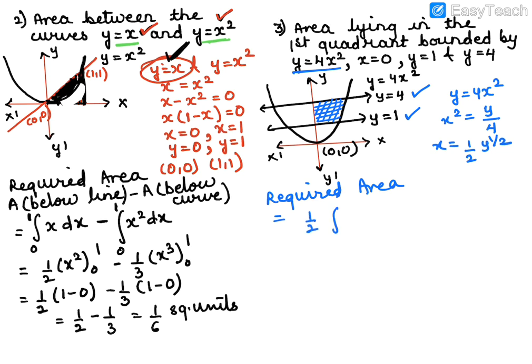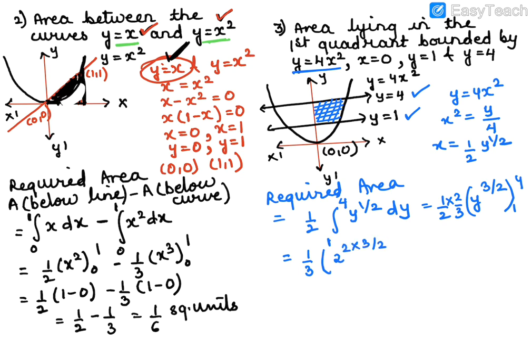integral of half y to the power half dy, limit is 1 to 4, which is going to give me half into y to the power 3 by 2 into 2 by 3, limit is 1 to 4, and that is going to give me 1 by 3 into 4. So 4 can be written as 2 square, into 3 by 2, minus 1 to the power 3 by 2, which is 1. So I'm going to get again 2 cube minus 1, that's 7 by 3 square units.